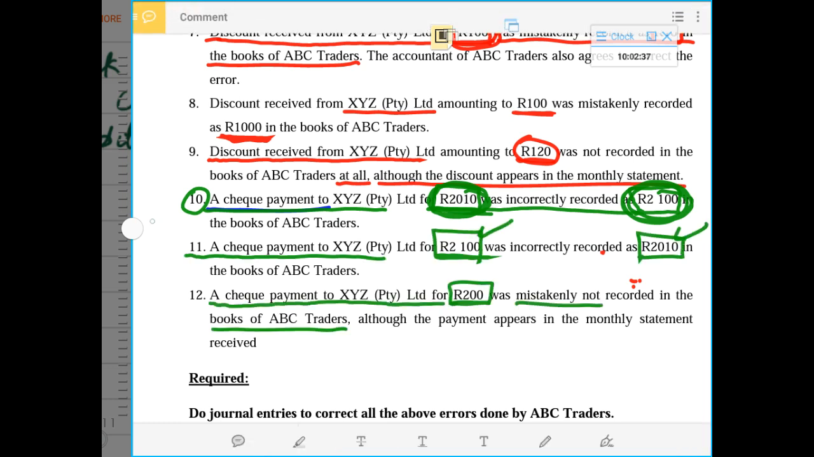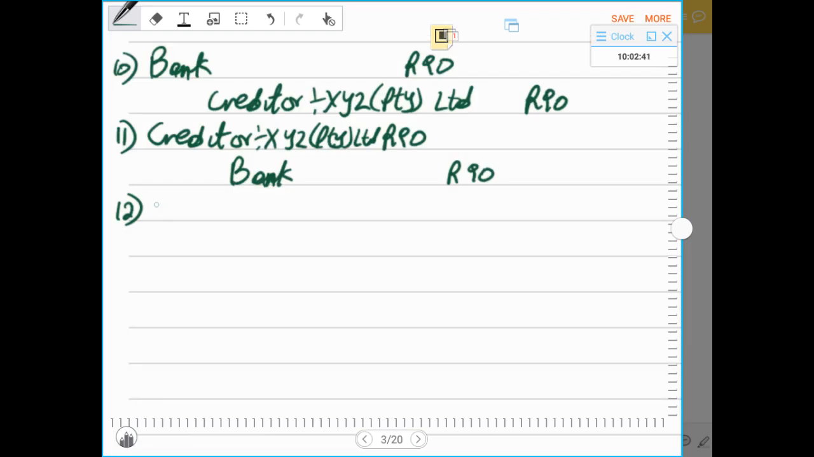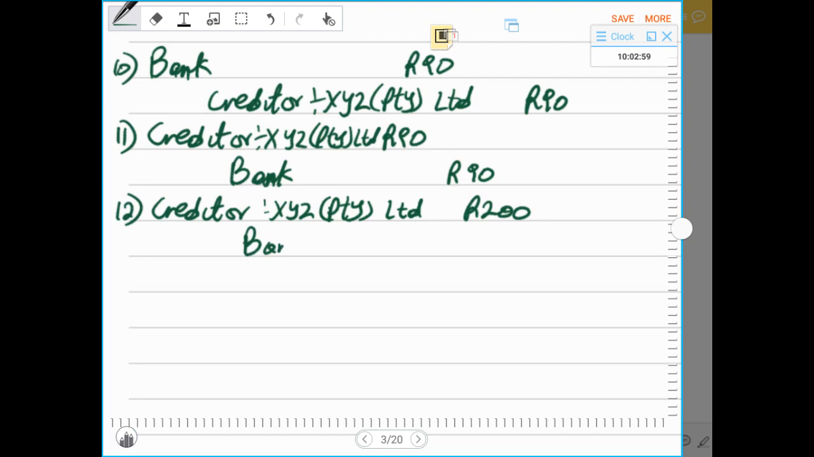So now we just have to record this payment of 200 rands, which was supposed to be recorded. Then we debit our creditor, which is XYZ Pty Ltd, and this is an amount of 200 rands. Then after we reduce our bank, because when we make a payment, bank will decrease on the credit side.